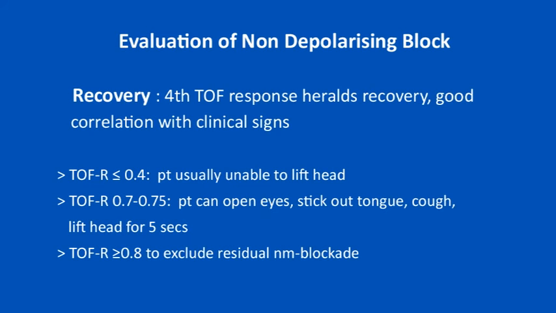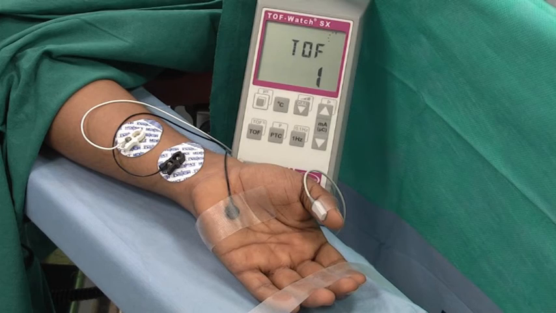During recovery, the 4th TOF response heralds recovery, and it correlates well with clinical signs. With a TOF ratio of less than 0.4, the patient is usually unable to lift the head. With a ratio of 0.7 to 0.75, the patient can open eyes, stick out the tongue, cough, and lift the head for 5 seconds. A ratio of more than 0.8 excludes residual neuromuscular blockade. This video shows recovery from non-depolarizing blockade.